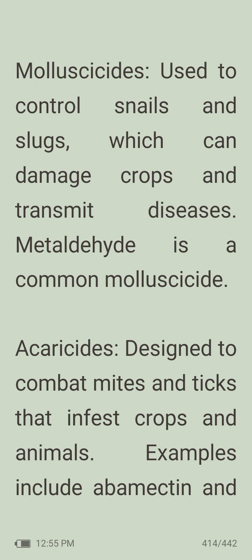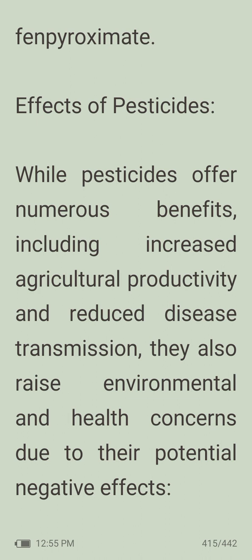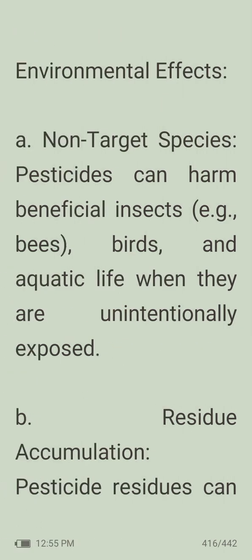Then acaricides, designed to combat mites and ticks that infest crops and animals. Examples include abamectin and fenpyroximate. And effects of pesticides. While pesticides offer numerous benefits, including increased agricultural productivity and reduced disease transmission, they also raise environmental and health concerns due to their potential negative effects.